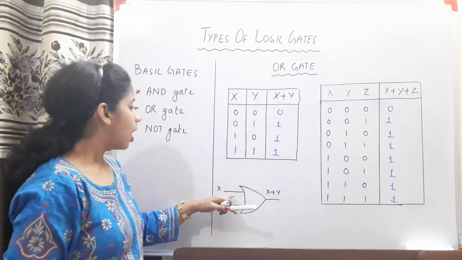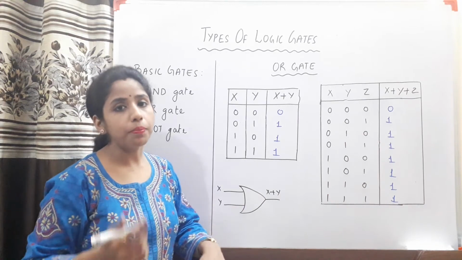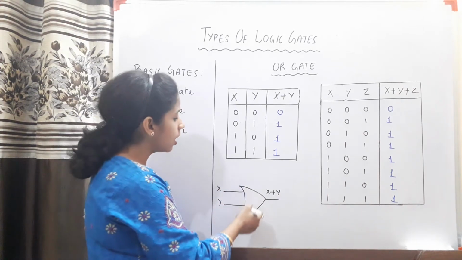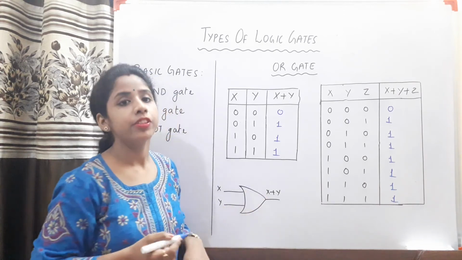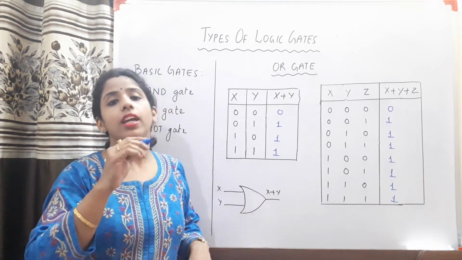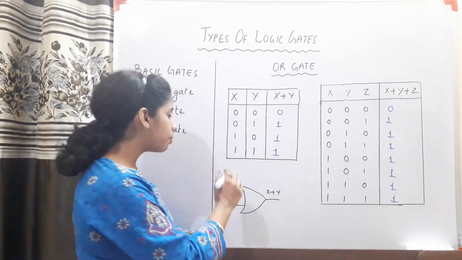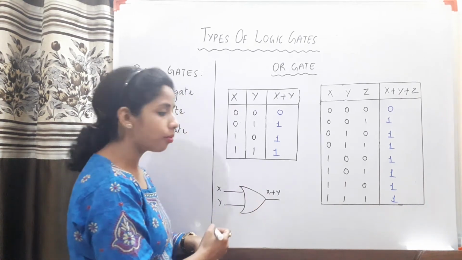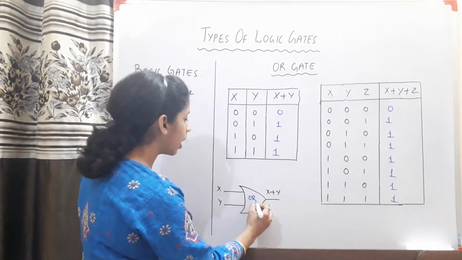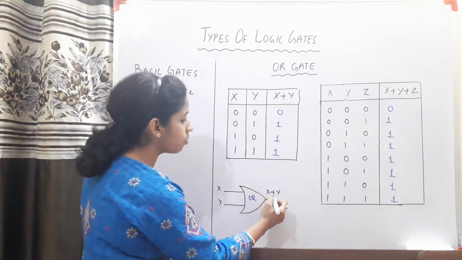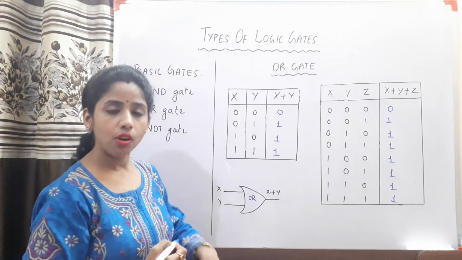Now have a look at the symbol of this OR gate. Here you can see that it is a triangular shape, but all the edges, all the sides of this triangle are curved. Okay, so remember this thing. This is the shape of the OR operator, the OR gate, and when you provide X and Y as input, it performs the logical addition of its operands.